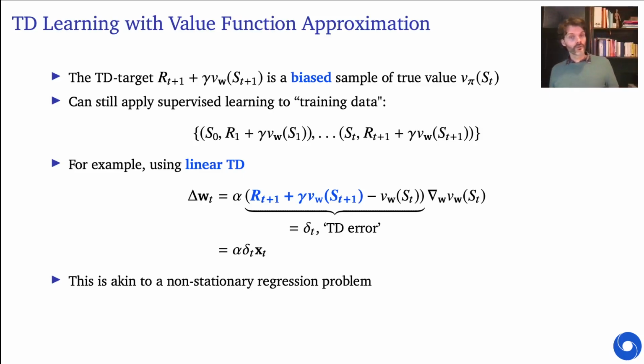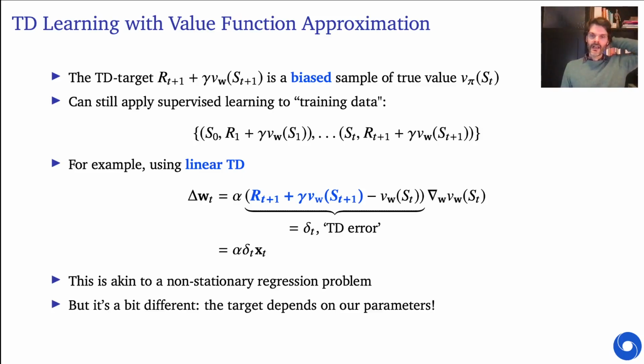So this now is akin to a non-stationary regression problem, because we're using the value function itself to construct the target. So that's good to note that there's something that is different here from the Monte Carlo case. And the target depends specifically on our parameters. So it's not just any non-stationary regression problem. It's one where we're actually updating the parameters ourselves, and that makes the targets non-stationary. And that's something to keep in mind, because this turns out to be important for the stability of these algorithms.